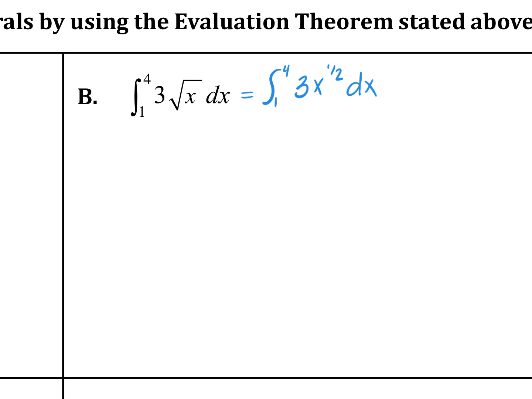Okay, so this one becomes 1/2 plus 1 is 3/2. And then 3 times 2/3 is 2? Isn't it 6/3? It would be 2. Yeah, that's true. You're right. Okay, so there we go. And then now we're plugging in 1 and 4.